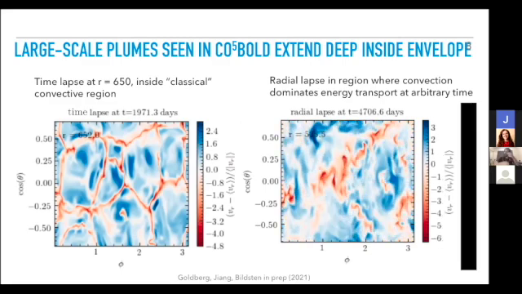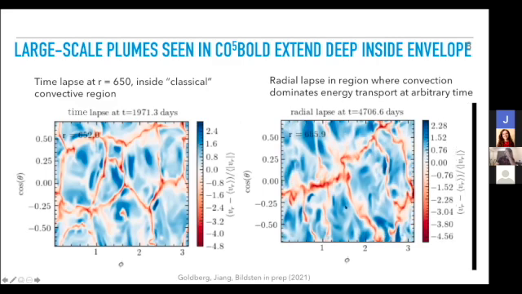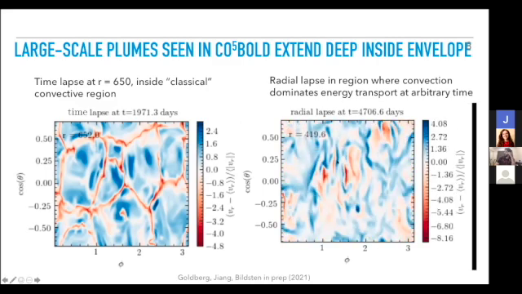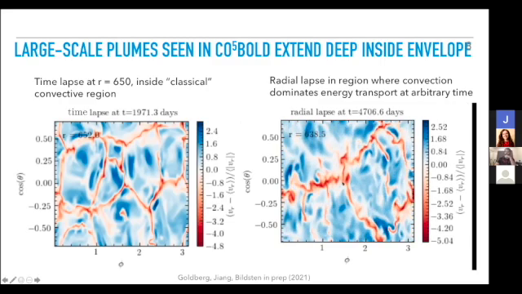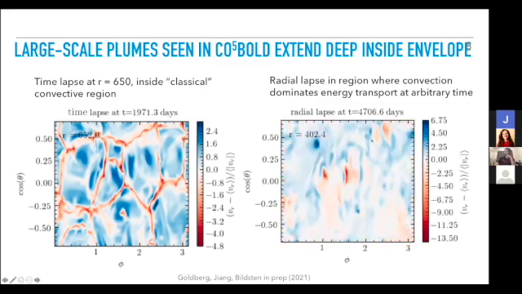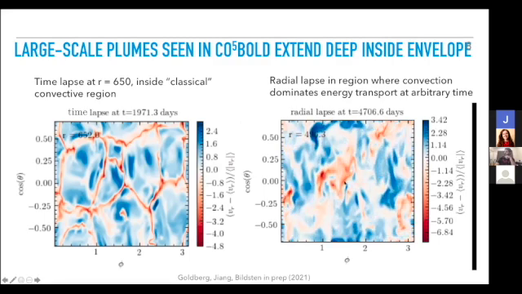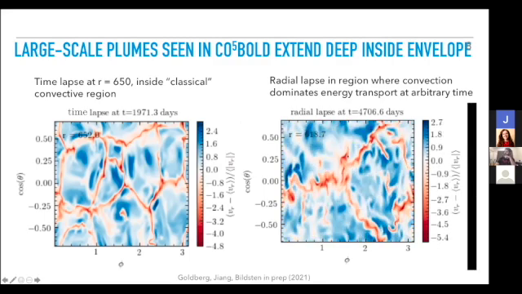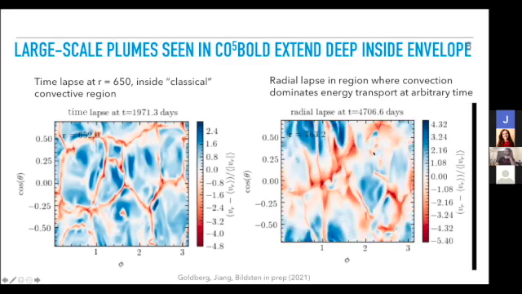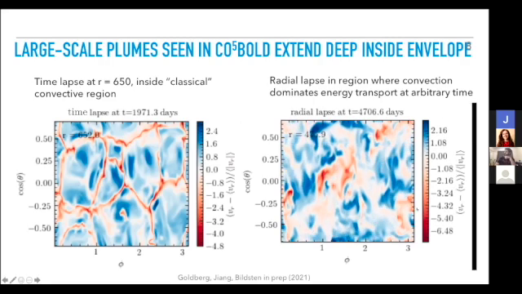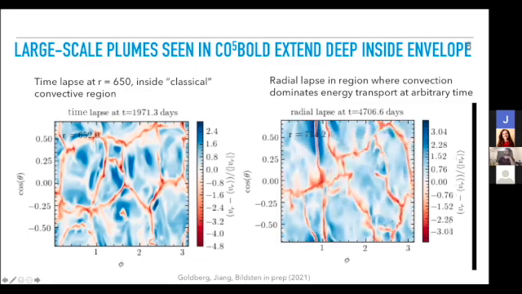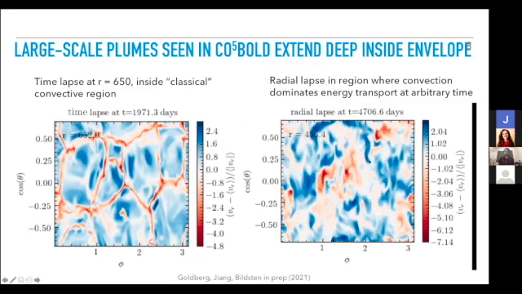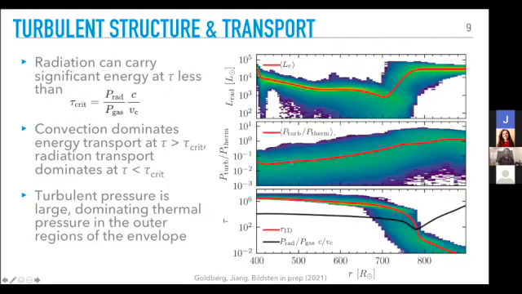We can also turn to a radial lapse, so we pick a fixed point in time and then move outward in the star, and we see that the convective structure is pretty coherent. We want to stay a little bit away from the inner boundary to make sure that no effects of the inner boundary condition are really mattering, but the general structure out from 500 solar radii to near the surface is still pretty similar. We see the same kind of large scale coherence.